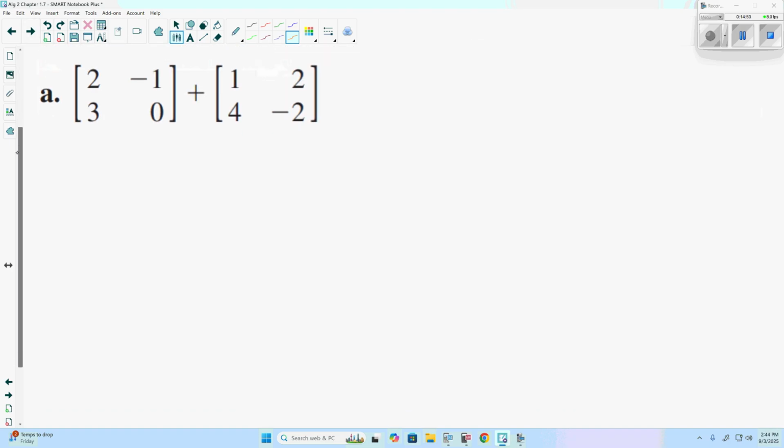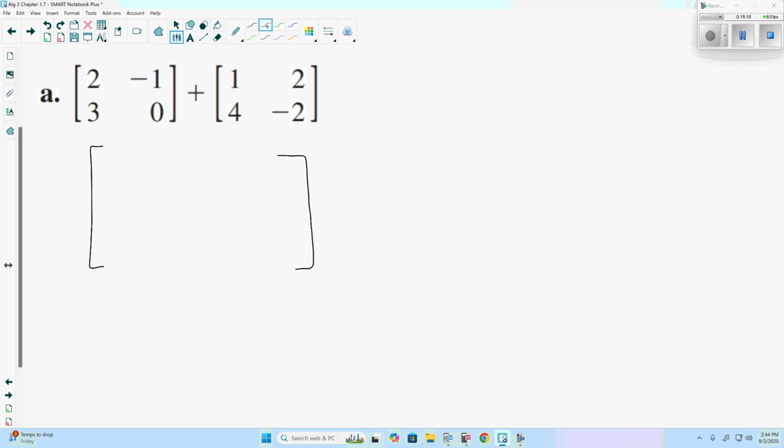We can only add or subtract matrices if the dimensions are the same. So if we look at this first one here, our first matrix is a 2 by 2, yes? The second matrix is a 2 by 2. So since the dimensions are the same, we can add and subtract.